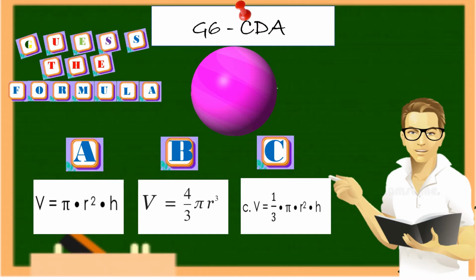What do you think this object is? If your answer is sphere, you are correct. What do you think is the formula to get the volume of the sphere? A. Volume is equal to pi times radius to the second power times the height. Or letter B. Volume is equal to 4 divided by 3 times pi times radius to the third power. Or letter C. Volume is equal to 1 divided by 3 times pi times radius to the second power times the height. And the answer is letter B. Volume is equal to 4 divided by 3 times pi times radius to the third power.